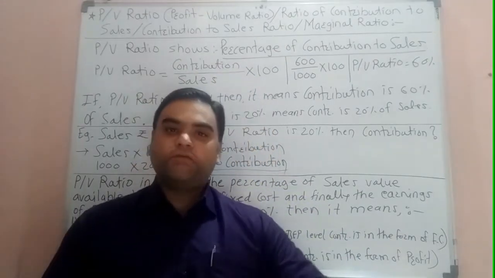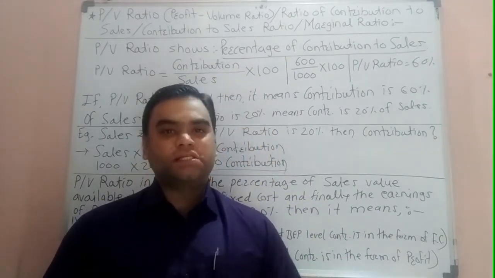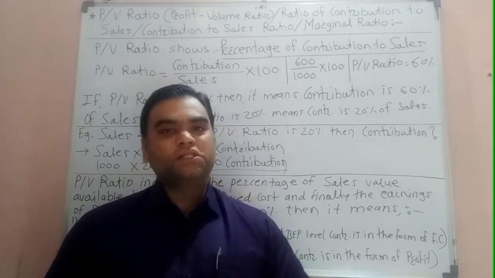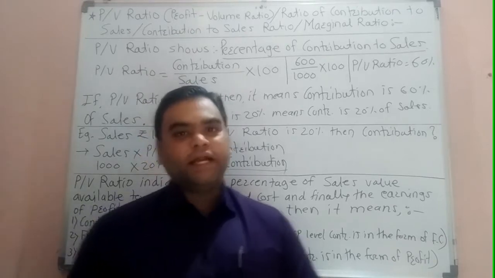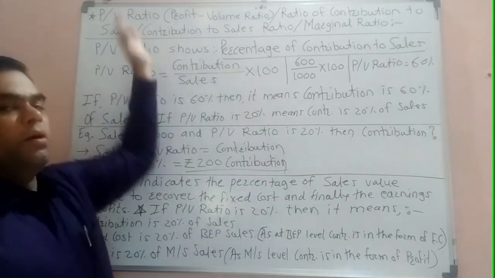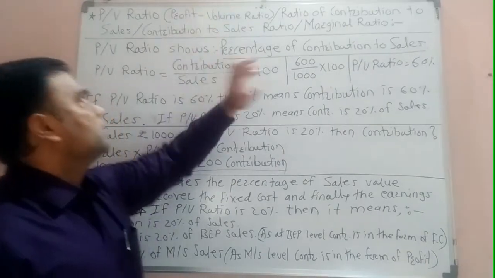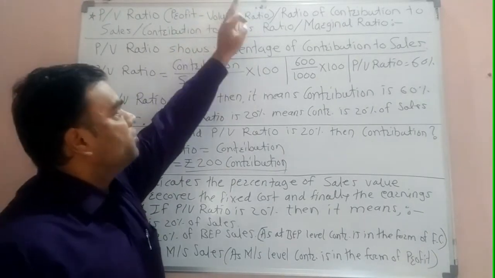In our last lecture, we discussed contribution at break-even point sales level and margin of safety sales level. Now today we are going to understand a new concept of the marginal costing technique, that is PV ratio. PV ratio stands for profit volume ratio, that is profit sales volume ratio.